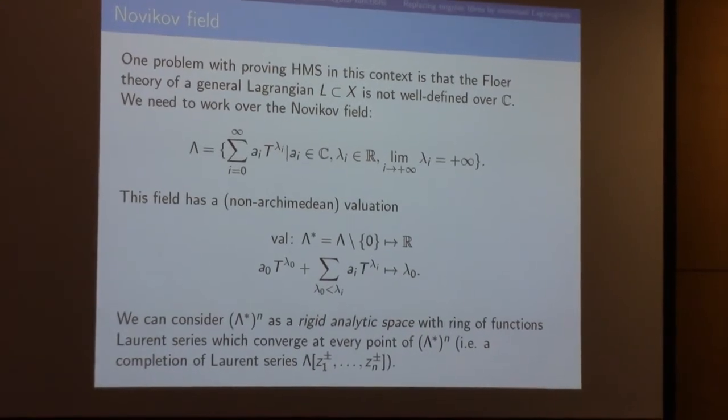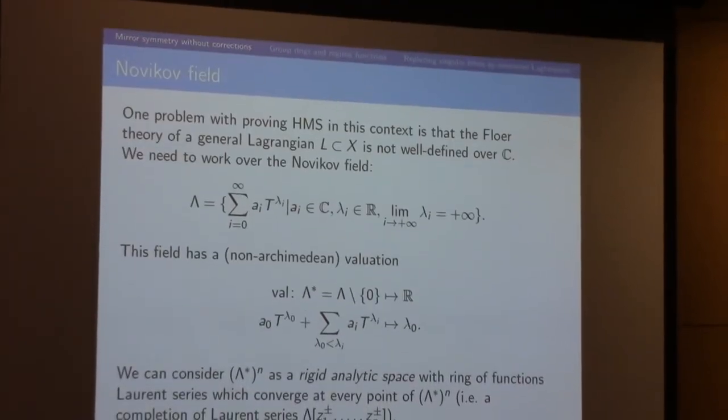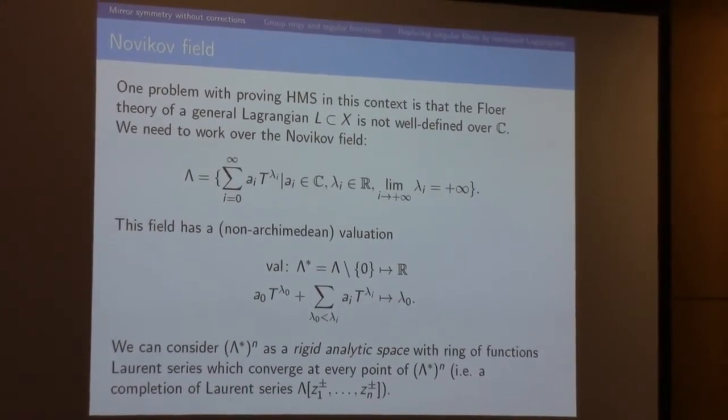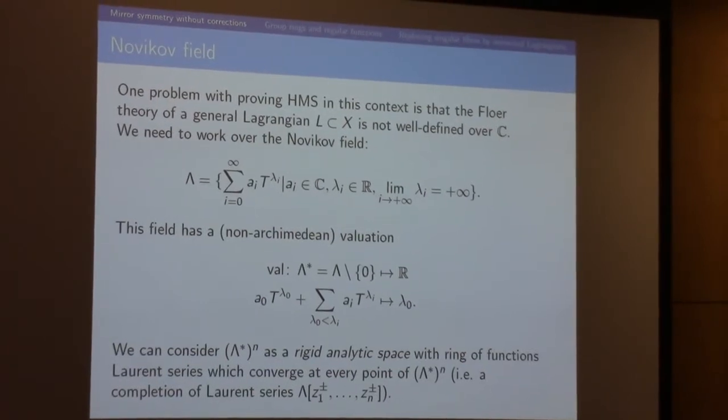So this Novikov field Lambda, you do just like power series, it's some infinite sums, in which the exponents go to plus infinity, but the exponents are real numbers. And this is the field that we're going to work over. What I want to point out is that it has this non-Archimedean valuation, which says take a power series and take the exponent of the leading order term. And then just like the complex numbers have the norm, which is just the absolute value of the complex number, you can use this valuation as a replacement. You can do analytic geometry with respect to this field.